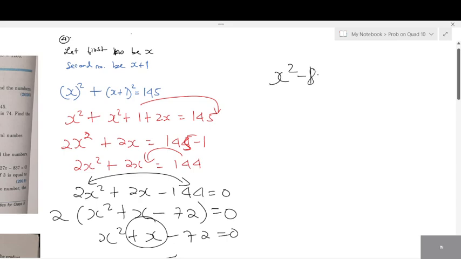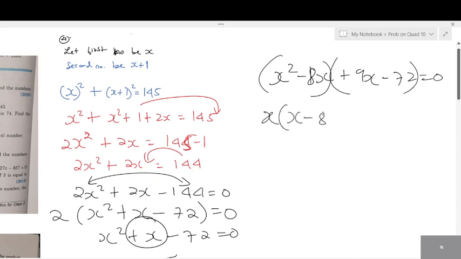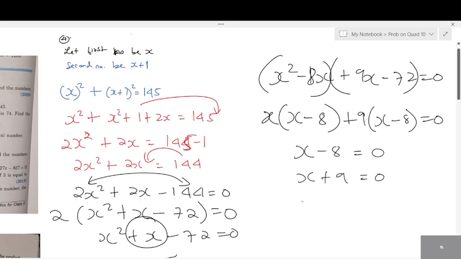So x square minus 8x plus 9x minus 72 is equal to 0. Take x common from the first two: x minus 8. 9 is common: x minus 8 is equal to 0. X minus 8 is equal to 0. X plus 9 is equal to 0. X is equal to 8. X is equal to minus 9.